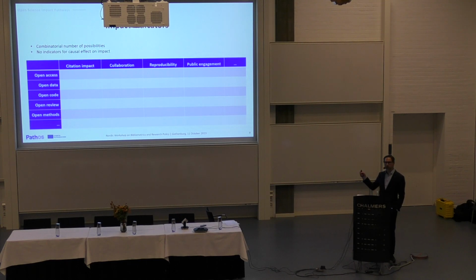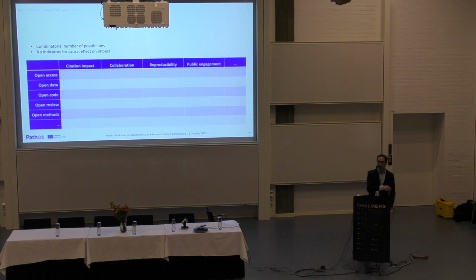So if we want to develop an indicator, we can't say, okay, this is how you measure the citation impact or the impact on public engagement of open science, because first of all, open science is not one thing. Open science is a gazillion different types of things. So we would have to develop for instance, for the public engagement already 10, 20, 30 different indicators for each aspect of open science that we would be interested in.